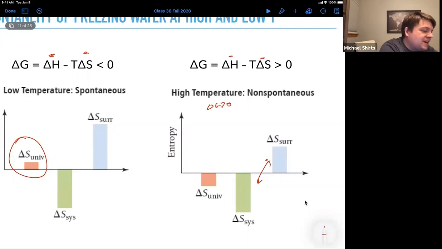You know, if delta H is negative and delta S is negative as well, then if T is very small, the T delta S term is essentially negligible, and the change in free energy is due entirely to the change in enthalpy. Whereas at high temperature, the enthalpy term becomes essentially negligible. And if the change in entropy is negative, then a negative times a negative is a positive.